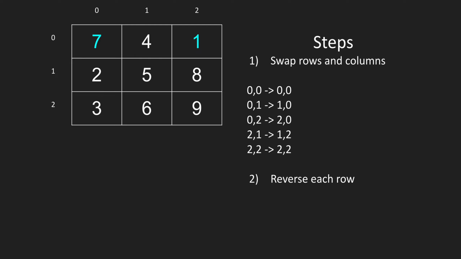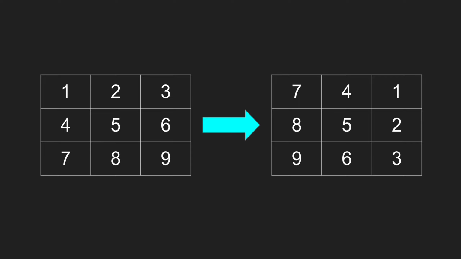That's going to be our second step. After swapping our rows and columns, we need to reverse them because they should be on opposite sides. So we are reversing each row: the first row, the second row, and the last row. And after reversing the last row, we have our matrix rotated. So we have rotated our matrix in two steps: first we swapped columns and rows, and after that we reversed each row.